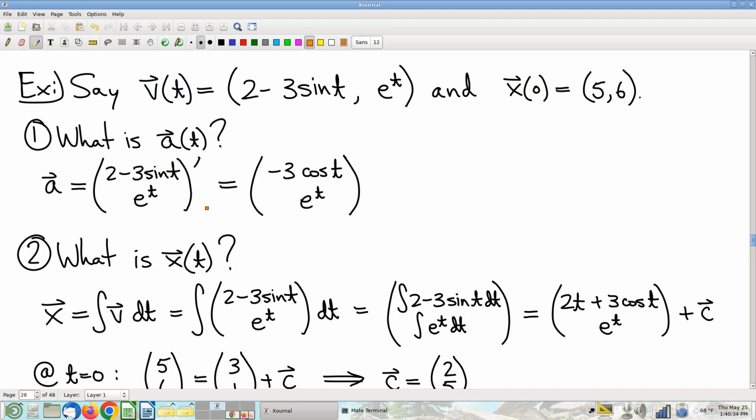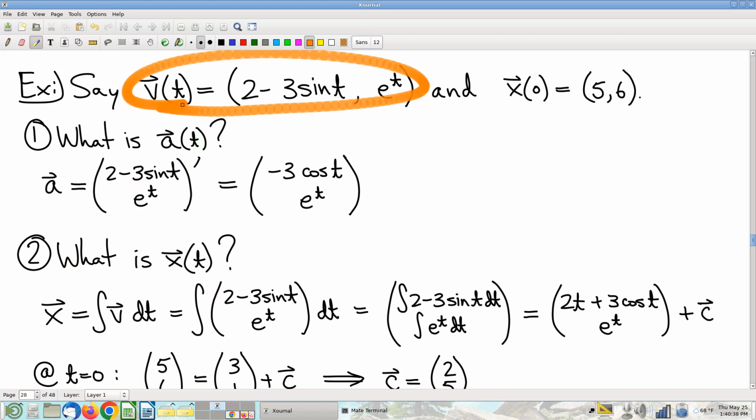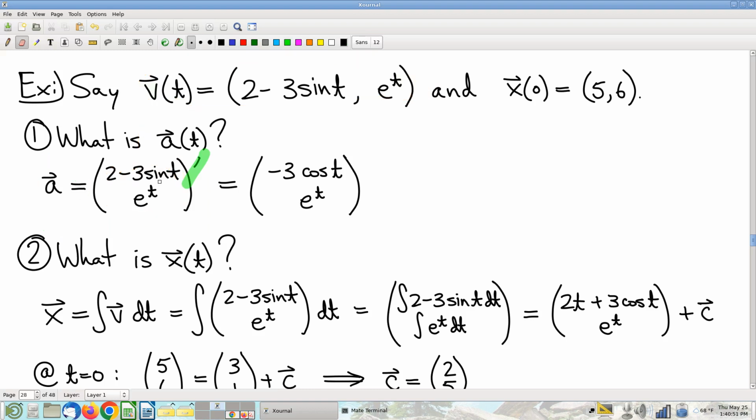Okay, well, so acceleration. To get acceleration, we take the derivative of the velocity. And that's an easy computation. Reminder, I'm assuming that y'all are good with single variable calculus and you know how to take the derivative, coordinate by coordinate.